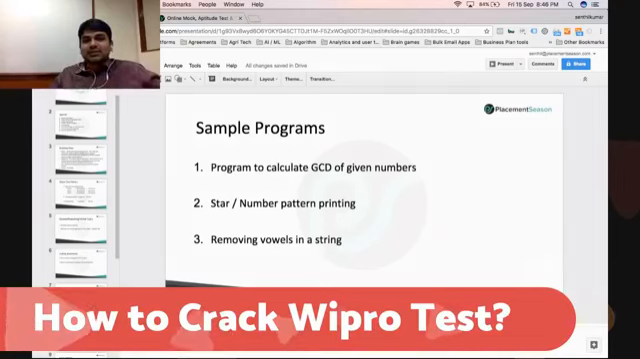Practice similar programs, and all our tests are updated with the latest programs or the latest questions. New tests are added whenever we get updates. So if you are practicing on our platform, you need not worry. We have already added the updated tests with the latest questions, so you can practice those.